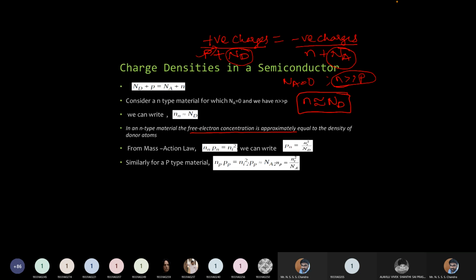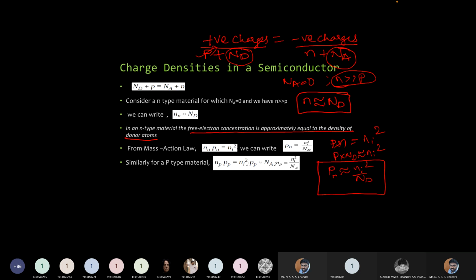And then you already have the mass action law, N into P equal to Ni square. Now if in place of N you write Nd, it will be P into Nd is nearly equal to Ni square, or P is nearly equal to Ni square by Nd. So in an N-type material, the number of holes is nearly equal to Ni square by Nd. Because we are calling it an N-type material, we give a small suffix n. So Pn is nearly equal to Ni square by Nd.